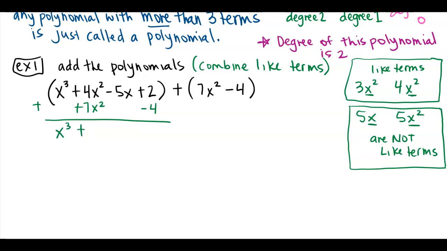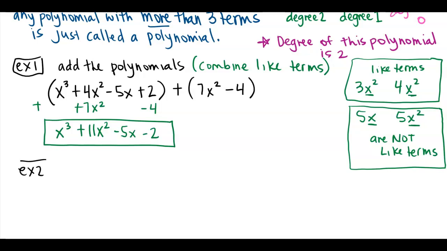This one, 4 plus 7, gives me 11, and keep it as the x squared, right, because they had to be the same. Then minus 5x, and then 2 minus 4 gives me negative 2. So this is what I get when I add those two polynomials together. Right, so I can only combine those like terms together.